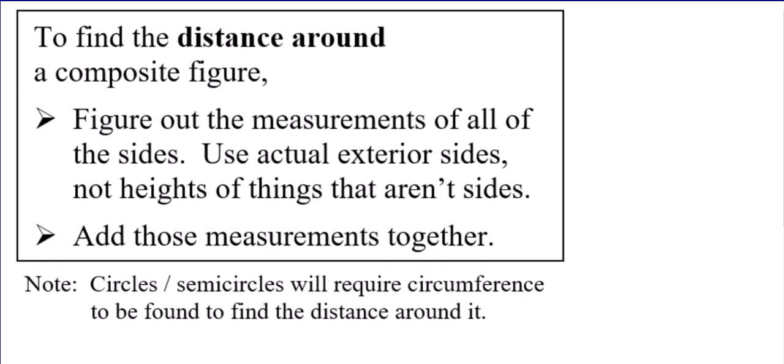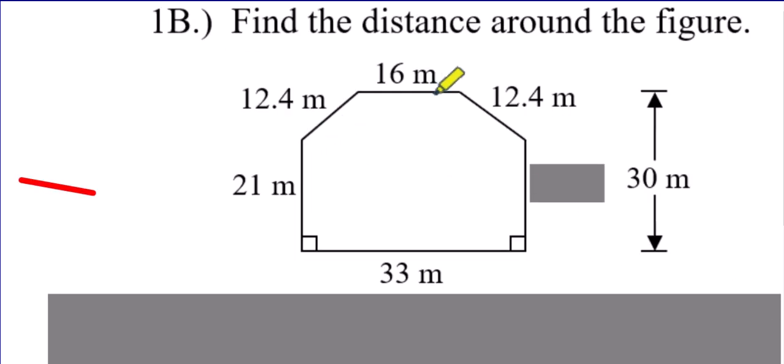Okay. Now, to find the distance around, this is at the bottom of your page, to find the distance around a composite figure, we're going to have to figure out the measurements of all the sides. And when I say the sides, I mean the actual exterior sides on the outside, not just heights of things that aren't actually sides. We will have to add those measurements together. Now, if we do have a semicircle or a circle, to get the distance around those, you would have to incorporate circumference. Now, that's not the case here. Here we have all straight edges.